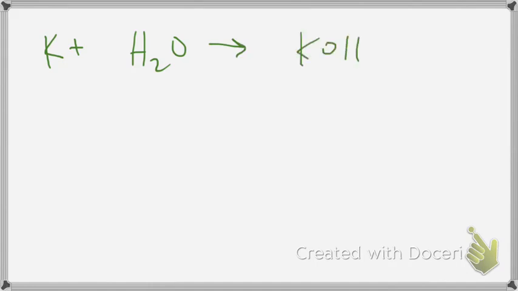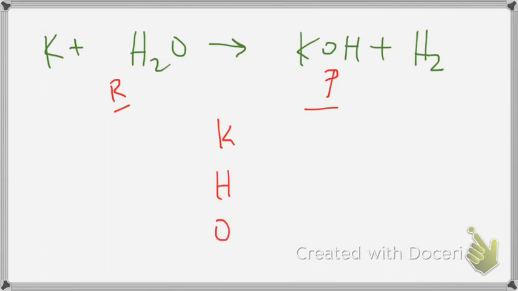The first example I want to do is where we're going to react potassium metal with water to form potassium hydroxide and hydrogen gas. One of the very first things that I like to do is make what I call the RP chart, which is for reactants and products. We have K, H, and O. I usually start with putting down all of the reactants and all of the products.